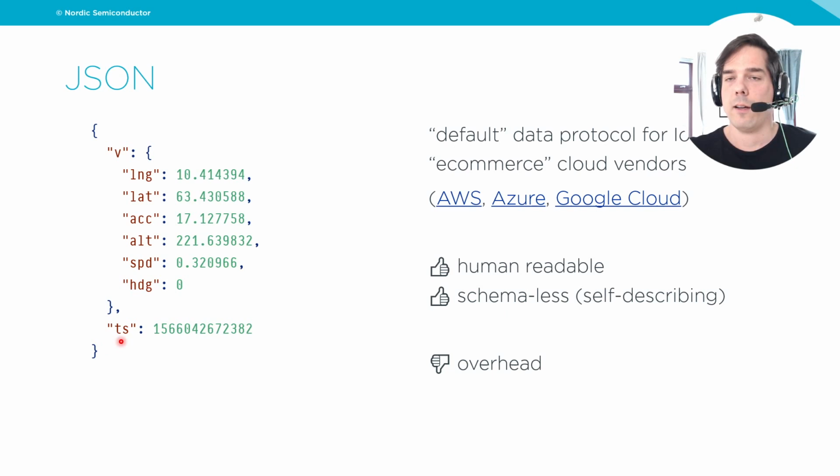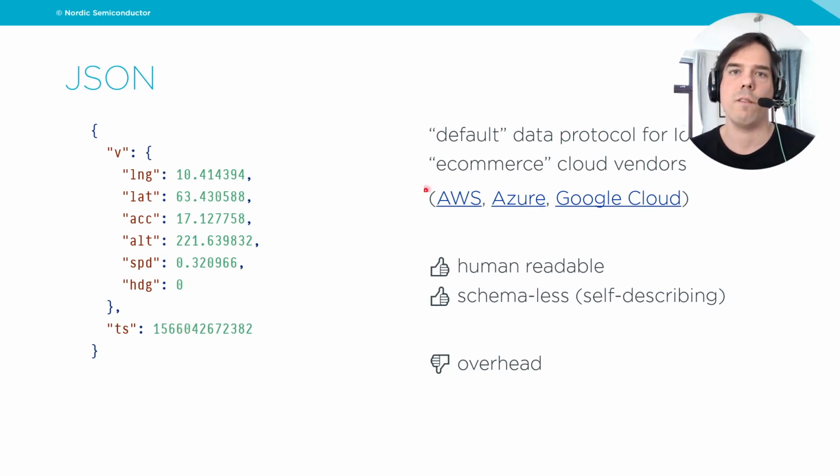And because I already talked about historical data, it also contains a timestamp. We need to timestamp data on the device and not on the cloud side. So if this message arrives later, the cloud doesn't think, oh, this is just the current position. We need to know when the device was at this position.